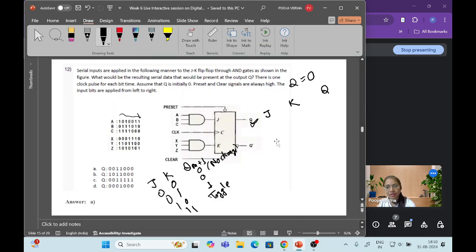So in the J, let's say A, B, C. First, we will check this one: 1, 0, 1. So I'm writing it as 1, 0, 1. What will be the output of that AND gate? It will be 0, right? 1 into 0 is 0, 0 into 1 is 0. Right? So the final will be 0. Can write it more clearly.